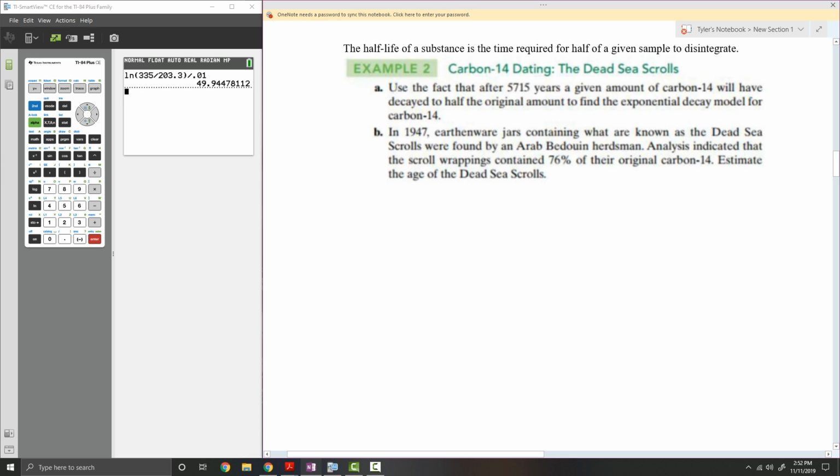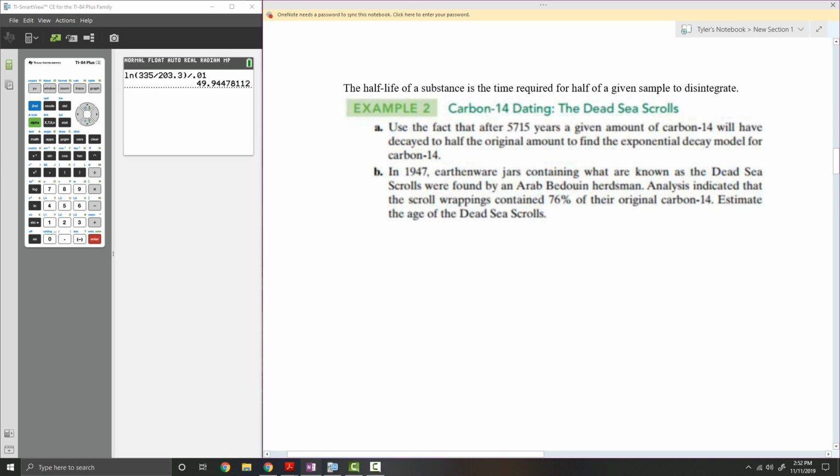All right, so another type of example that we want to look at is called half-life. The half-life of a substance is the time required for half of a given sample to disintegrate. So every time that amount of time goes by, the item that we have will be half as much.